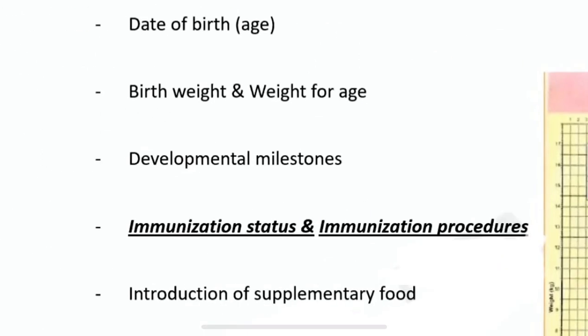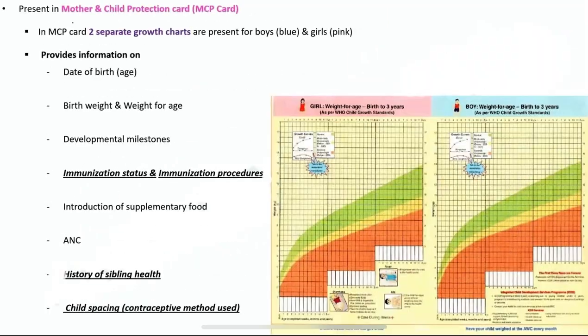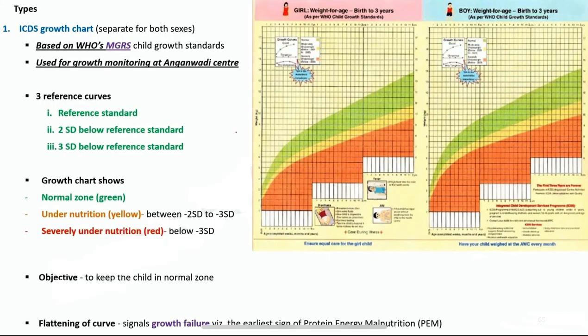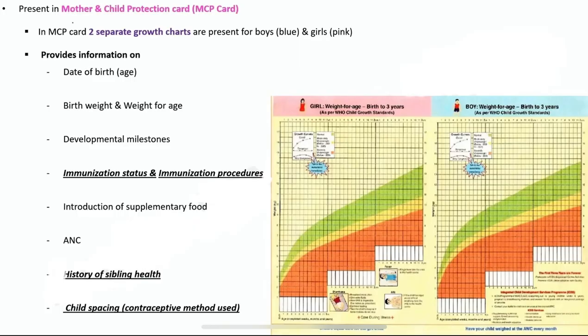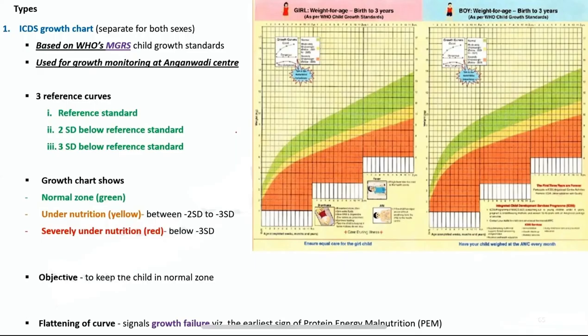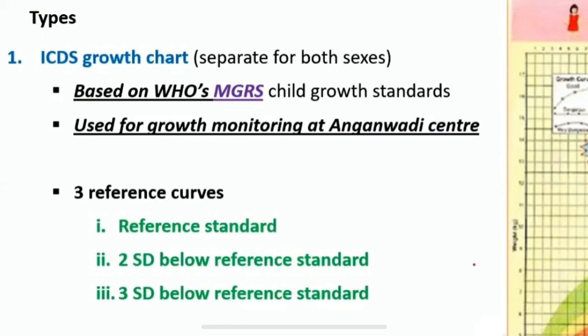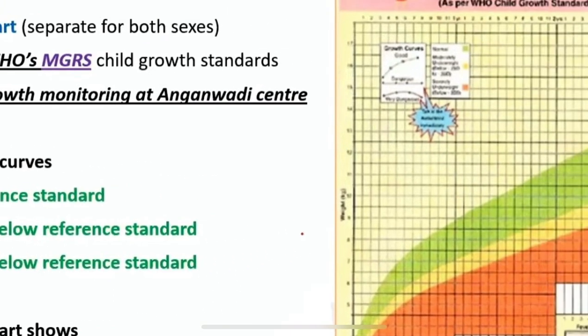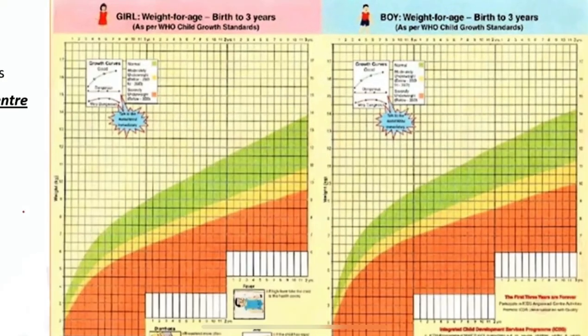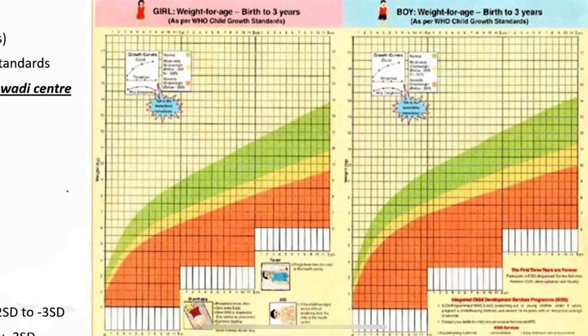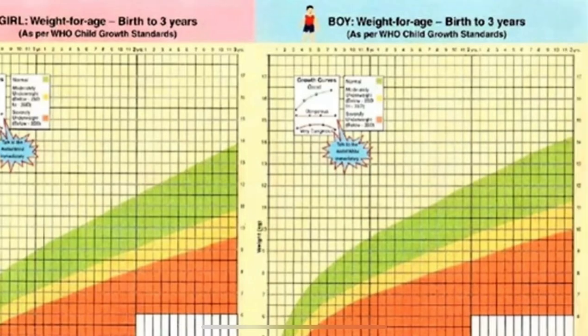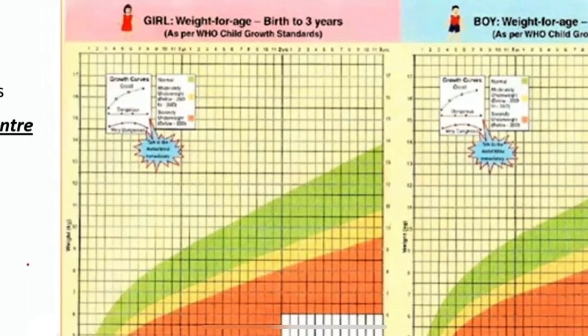Clear guys? All the points are clear? Moving on, we have two types of growth chart. We have the ICDS growth chart and the World Health Organization growth chart. The ICDS growth chart is separate again for both sexes, like the MCP card, mother and child protection card. Similarly, in the ICDS growth chart, it is pink for the girls and blue for the boys.